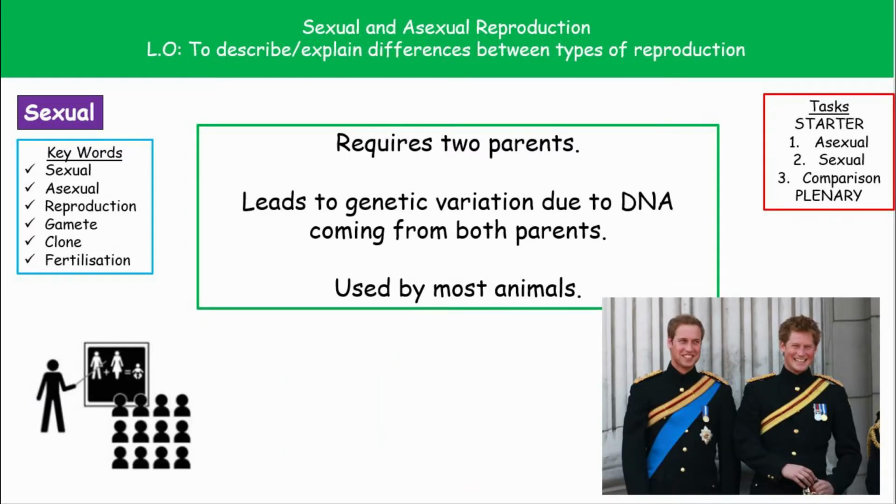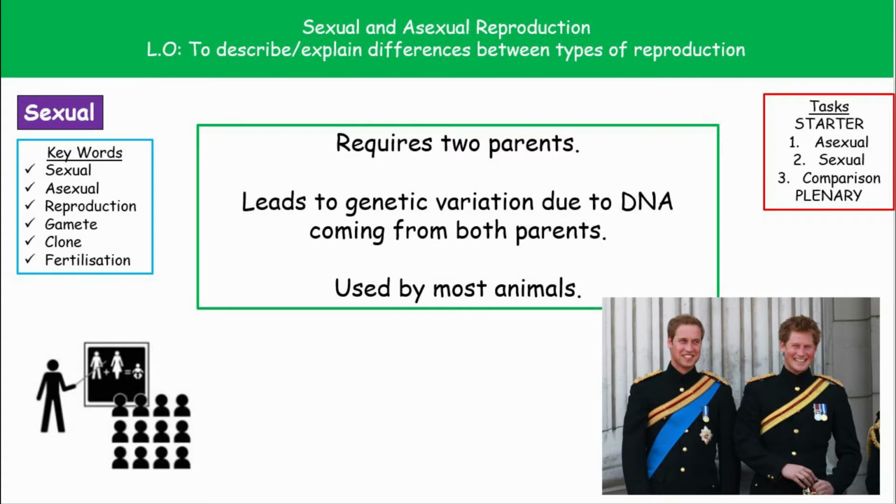The second type of reproduction we've got is sexual reproduction. Now, in order to actually carry out sexual reproduction, we need two parents. So that's our first key difference there. Asexual, you only need one parent. Sexual, we need two parents. And what we end up with as the end result of sexual reproduction is genetic variation. And the reason for that is that we're going to have some of the DNA in our offspring coming from each of the two parents.